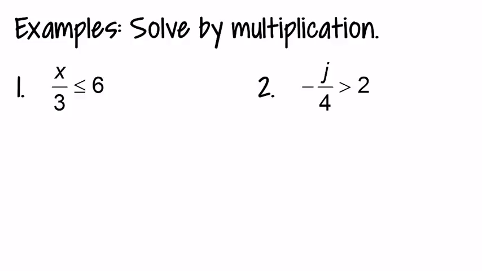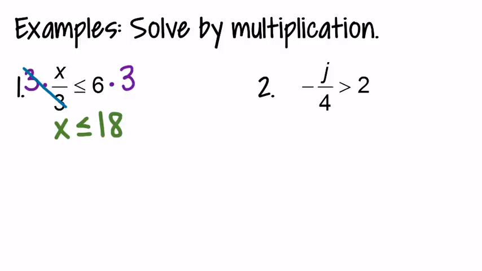Okay, first we're going to look at examples to solve by using multiplication. So example 1, we have x over 3 is less than or equal to 6. Since the x is already being divided by 3, the opposite operation would be to multiply by 3 on both sides. Because I'm multiplying by 3 on the left-hand side that is already being divided by 3, those 3's are going to be canceling out. So we'll be left with x is less than or equal to, and then 6 times 3 is 18.